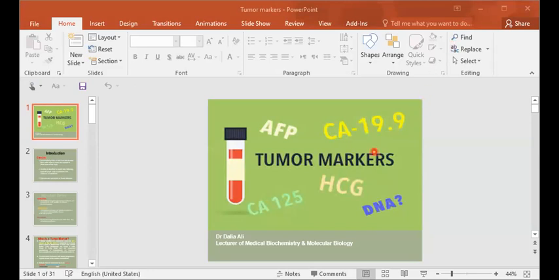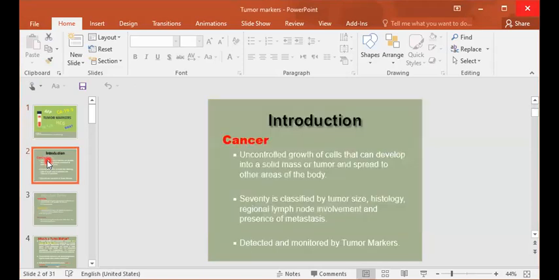Okay, so first of all, what's meant by a tumor marker? First, we should know that cancer means uncontrolled growth of cells that can develop into a solid mass or tumor and spread to other areas of the body. This is the definition of cancer. The cells undergo uncontrolled cell division or uncontrolled proliferation, leading to development of a mass or tumor that spreads to other areas of the body.